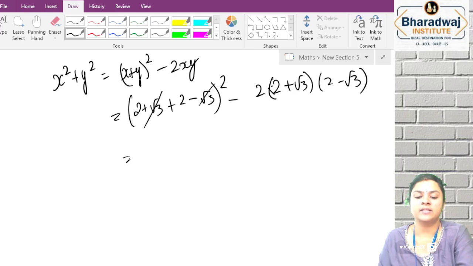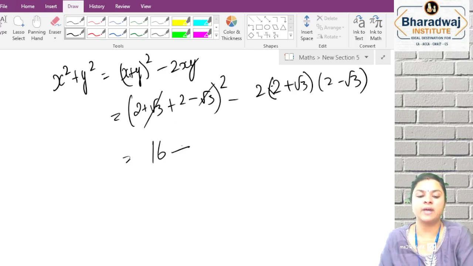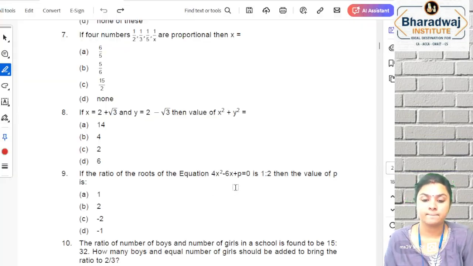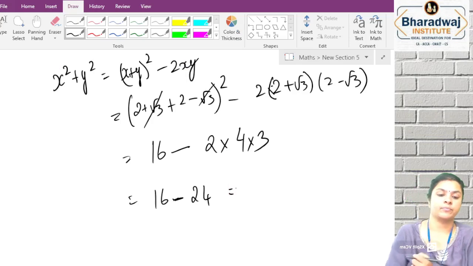So this will get cancelled. 4 square is 16 minus. Now 2 plus root 3 into 2 minus root 3, a plus b into a minus b, a square minus b square. So 2 into 4 into 3. 16 minus 4 2s are 8, 8 3s are 24. 16 minus 24, answer is 14.